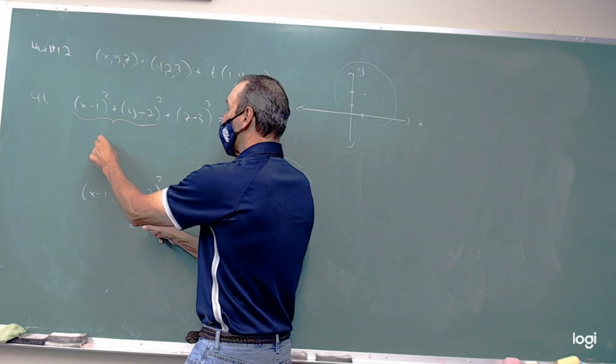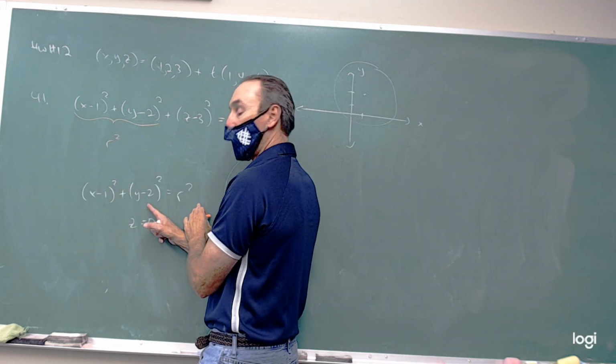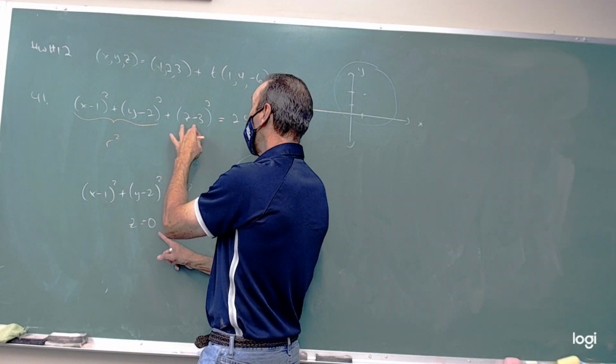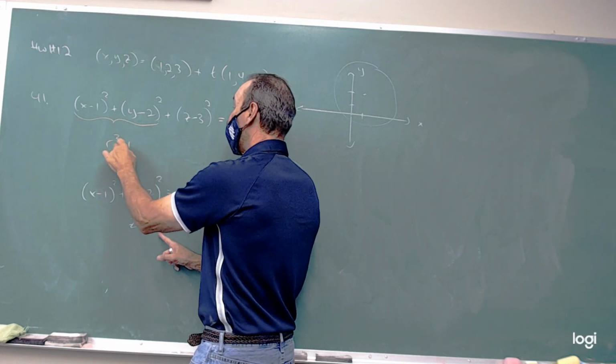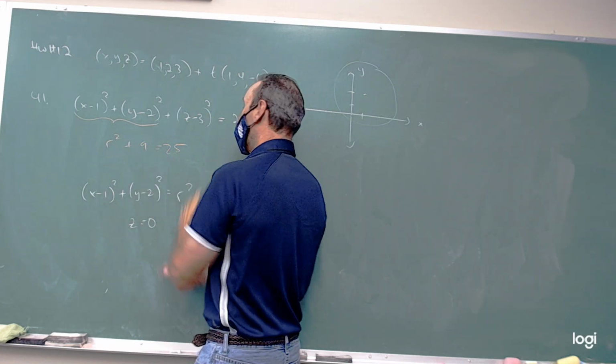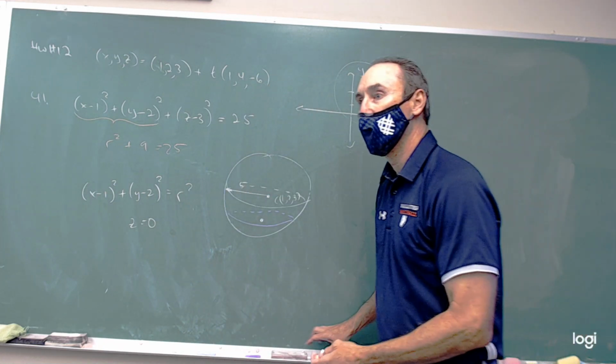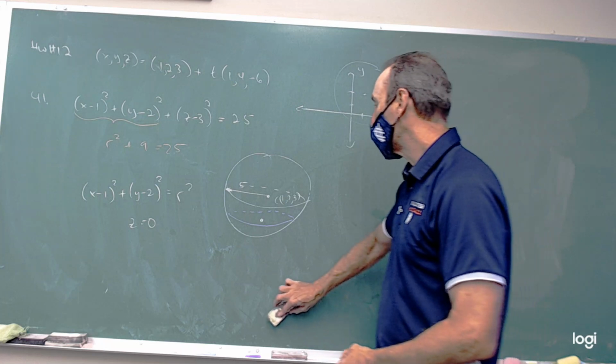So I'm going to replace that by r squared. We know that z is 0, so that's going to be 0 minus 3 squared, which is 9. Yeah, there it is. So that's r squared is 16. Yeah, that makes sense now. That's weird to visualize, isn't it?